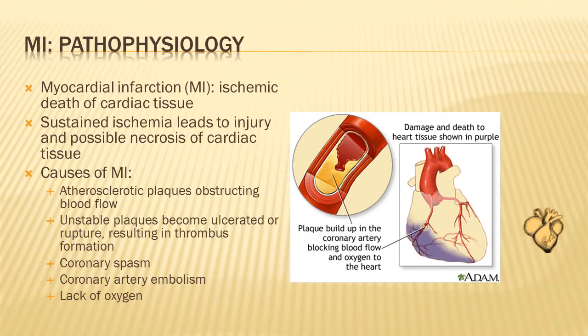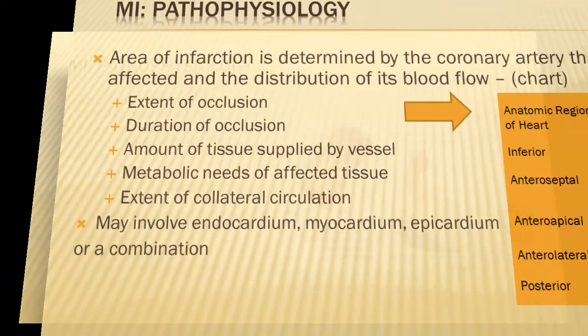So the pathophysiology of myocardial infarction is basically ischemic death of cardiac tissue, and sustained ischemia leads to injury. It's pretty simple, but there are different causes. Atherosclerotic plaques can either obstruct or break free and form a thrombus. You can have coronary spasms, coronary artery embolisms, and a lack of oxygen, as we talked about, given how much oxygen is needed.